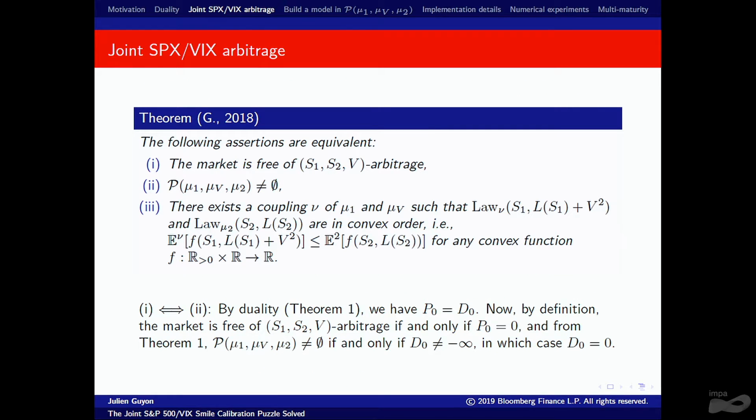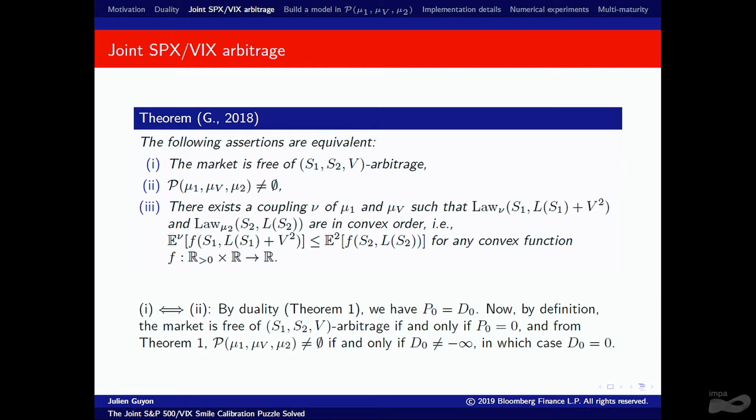So it's easy to prove that the market is free of this joint arbitrage if and only if the set calligraphic P is non-empty. And that's also equivalent to saying that there exists a coupling between S1 and V, the two quantities at time T1, such that two distributions are in convex order. There are two distributions in dimension 2. The first one is the law of (S1, V squared), for which you need a coupling of S1 and V. And the second one is just the distribution of S2, the law of S2, which is supported by a graph. So all this is equivalent: the existence of a coupling such that the two distributions are in convex order, which of course means that for any convex function f in dimension 2, you need to have this inequality. The fact that 1 is equivalent to 2 is just using the absence of a duality gap that I mentioned before.